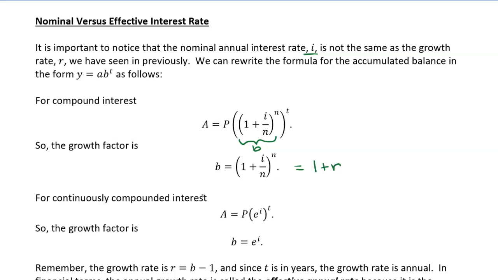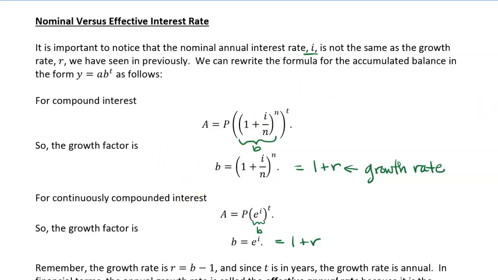The same way with the continuously compounded interest. I can rewrite it. I can take that I times t and write a power to a power, and then our b, which is right here, this is our growth factor, and it is just e to the I. And this is again 1 plus r. And that's r. This r value right here is the growth rate, and it's also the same as the effective interest rate.